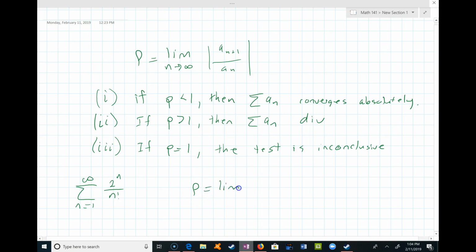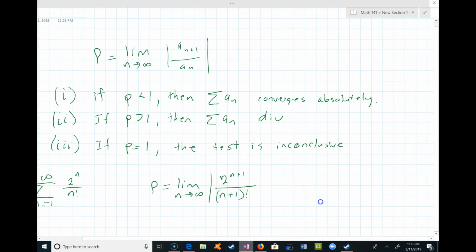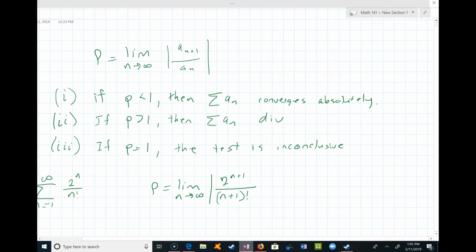Our p is equal to the limit, as n approaches infinity, of a sub n plus 1, absolute value, that would be 2 to the n plus 1 over n plus 1 factorial. And then I'm going to divide by a sub n, which, since it's a fraction, I'll just flip it over and multiply. So that would be n factorial on top and 2 to the n on the bottom. And all that's in the absolute value.